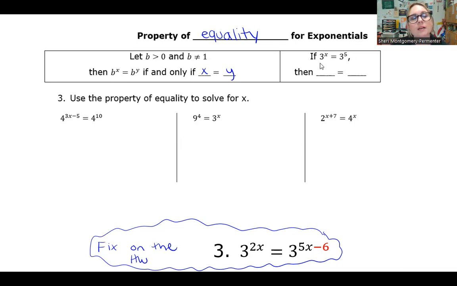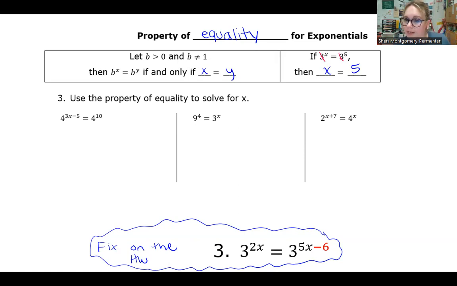So if we had this problem right here, what would we do? We would mark out what? And then what would equal what? Yes. So we would mark out the 3 and then x equals 5.